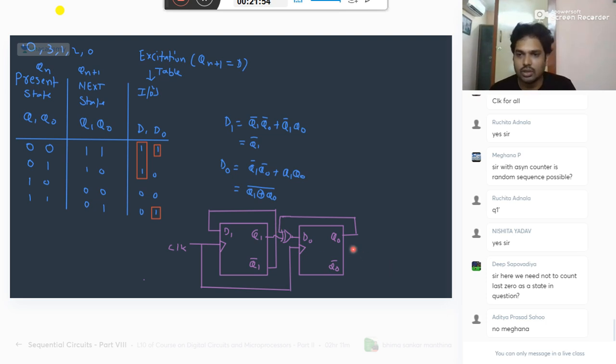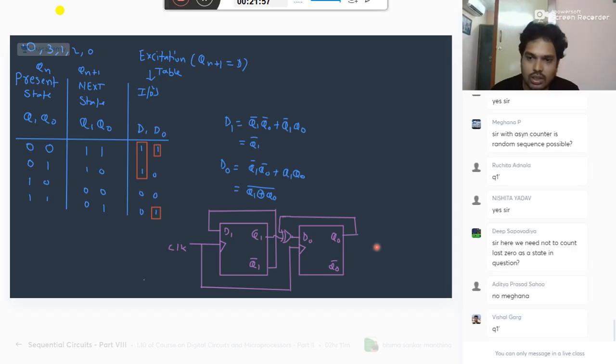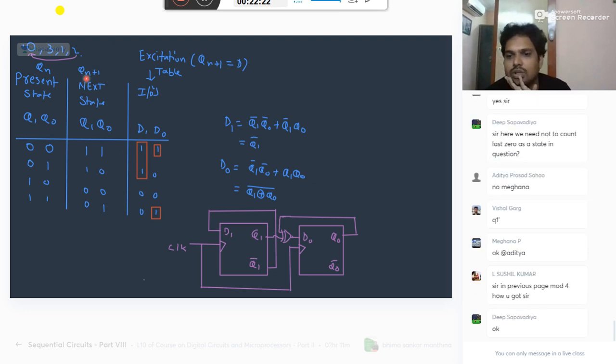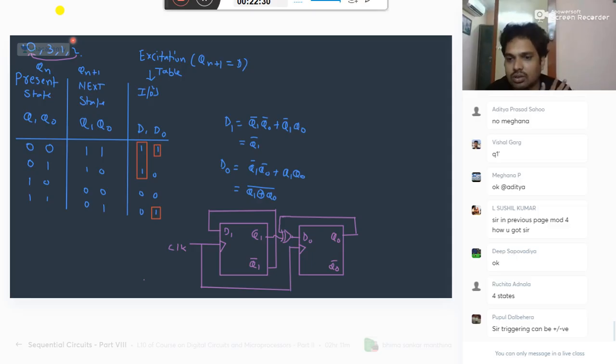So Deep, what is your doubt? We need to count the last 0 as the last state in the question. This is a cyclic operation. After 2, you should go back to 0. Number of states: you count 1, 2, 3, 4. How many different states are there? 4. Triggering can be anything as per your wish.